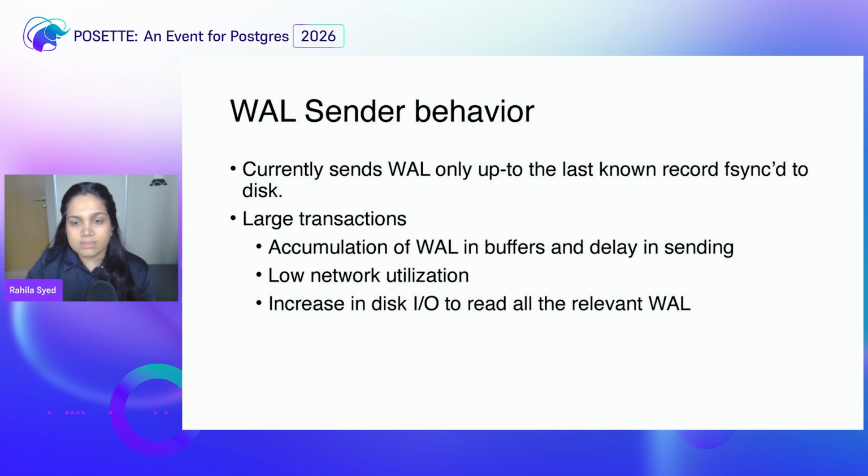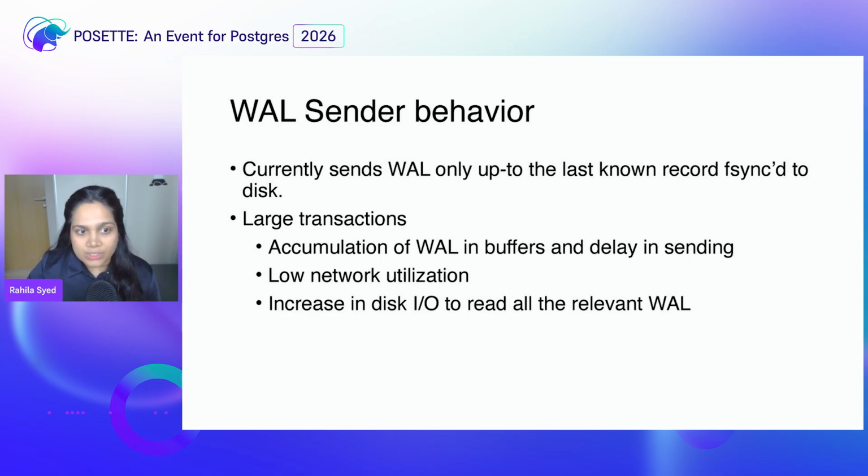Now let us look at particular wal sender behaviors. One of them is that the wal sender currently sends WAL records only up to the last known WAL record that has been flushed to disk. This is done for a simple reason: we cannot have standbys get ahead of masters, because at the standbys we don't buffer anything. We just go ahead and write to WAL files. So we need some gate check where we guard the WAL being sent to the standby, because we don't want records to be written and made durable on standbys before they are flushed to disk on master.